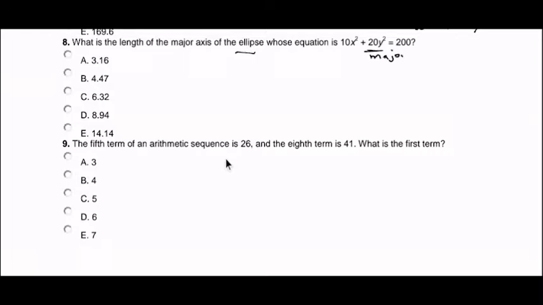And remember, on the major axis, if we want to get the intercept, we set the opposite, x, equal to 0. So x is equal to 0 for the major. Okay, so that means we'll have 20y squared is equal to 200. Divide across by your 20, and y squared is equal to 10. So y is equal to the square root of 10. And you can see that's 3.16. So the answer is A.